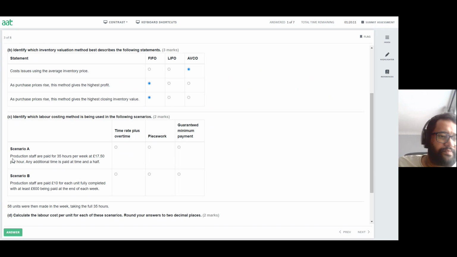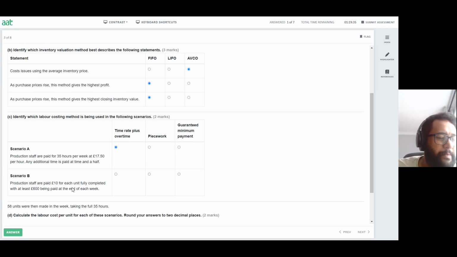The next one is Scenario A and Scenario B. They're going to ask you to identify which labor costing method is used in the following scenarios. First one, production staff are paid for 35 hours per week at £17.50 an hour, and any additional time is paid at time and a half. So this is going to be called time rate plus overtime. Obviously, it's straightforward. Most of you work according to this kind of scenario. You work 35 hours a week, any hours more than that, you will be paid overtime. If you work weekends, you get overtime, a time and a half or 2 times. This is how you call it.